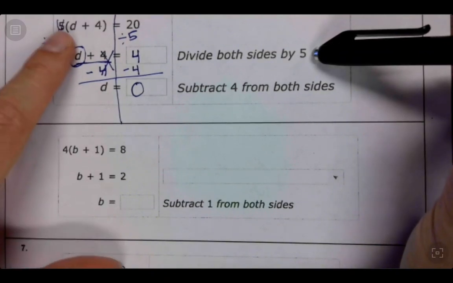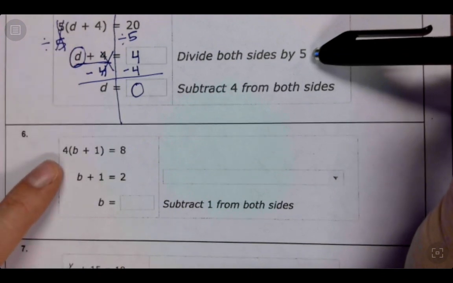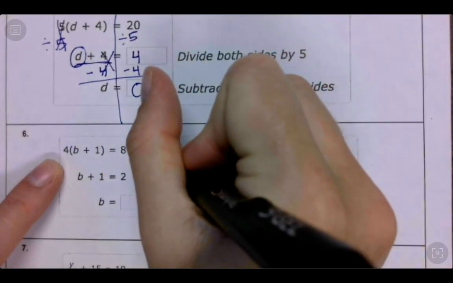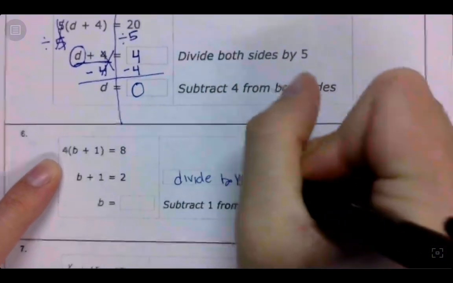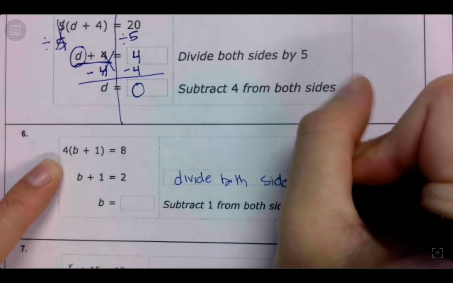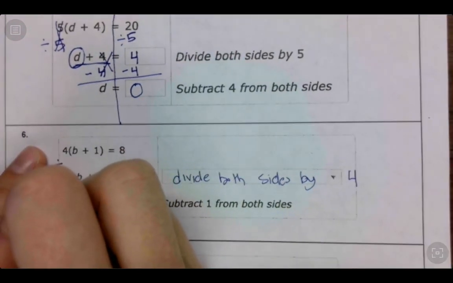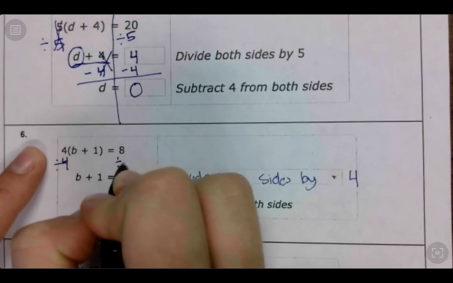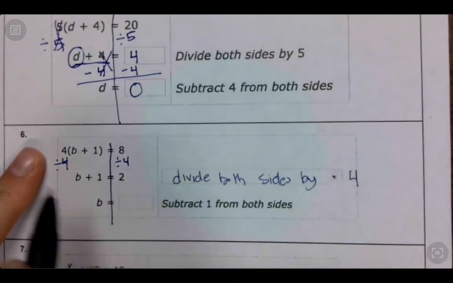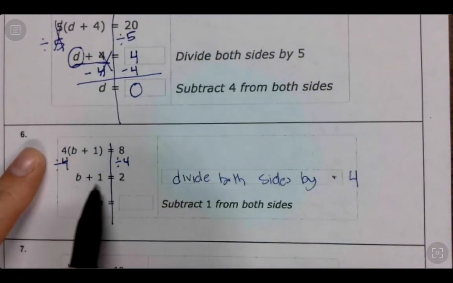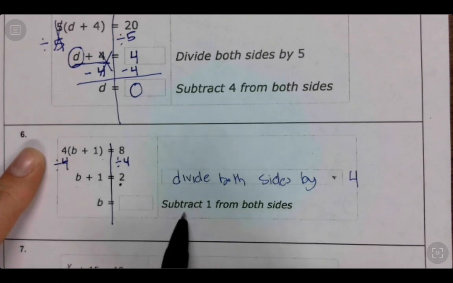See how it said, if we have a number outside of parentheses, divide by that number first. So down here, notice that's what you're doing first. You are going to divide both sides by what number? 4. So I'm going to divide this side by 4 and divide this side by 4. And I'm going to draw my line, sorry. Then from there, we're left with b plus 1, which is what's inside the parentheses, and 8 divided by 4 is 2. Then it fills in the other side.